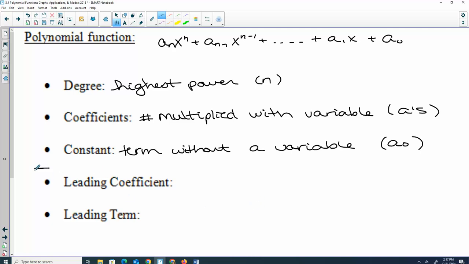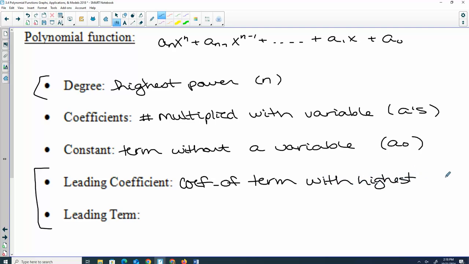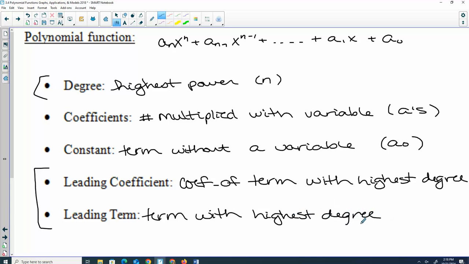The key things that we are going to be using in this section, we need to know the degree, but the leading coefficient and leading term are going to have a big impact. The leading coefficient is the coefficient of the term with highest degree. The leading term is the term with the highest degree. And those are going to be the things that really dictate what our graphs look like. The degree is going to have a huge impact, and that leading coefficient is going to alter the shape of our graph.